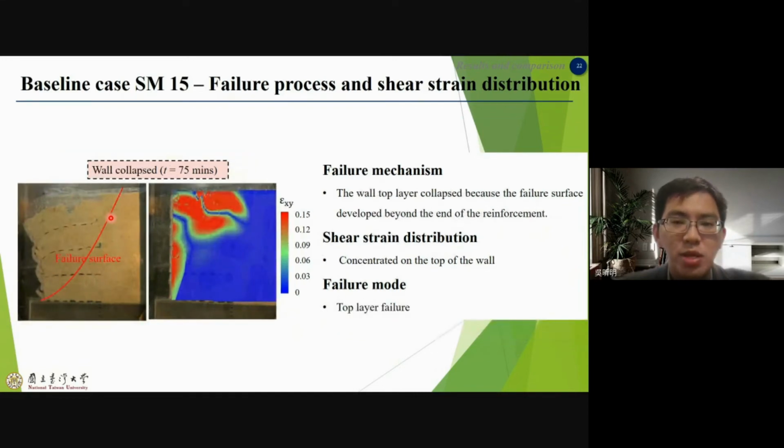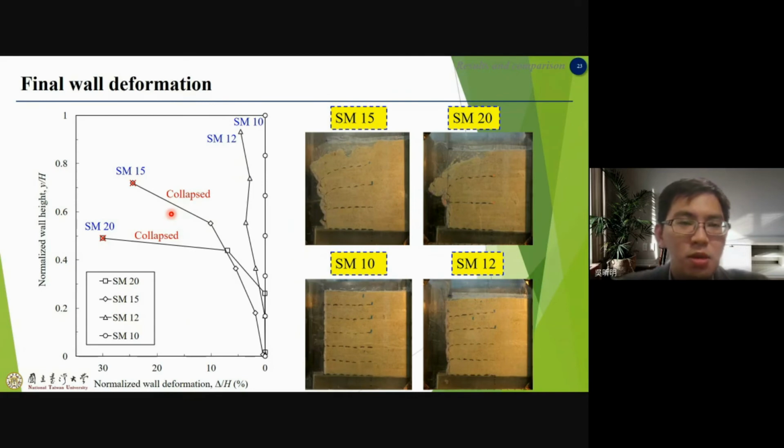At 75 minutes, the collapse occurs. The failure mechanism is that the wall top layer collapses because the failure surface developed beyond the end of the reinforcement. And the shear strength distribution is concentrated on the top of the wall. The failure mode is the top layer failure. This is the final wall deformation. You can see that SM20 and SM15 collapsed, and larger spacing creates a large amount of deformation.